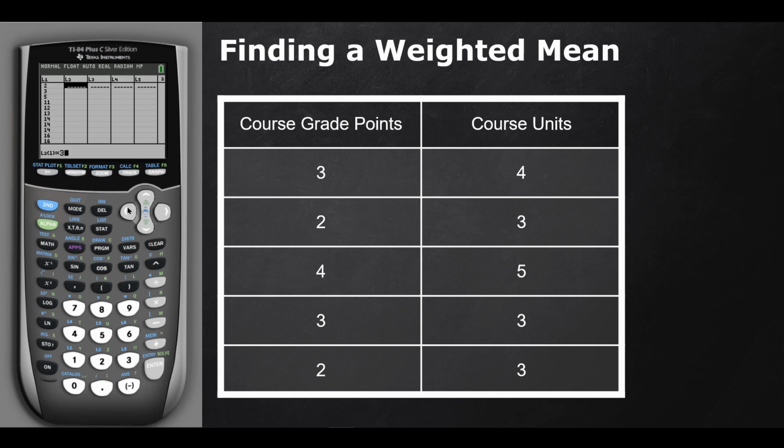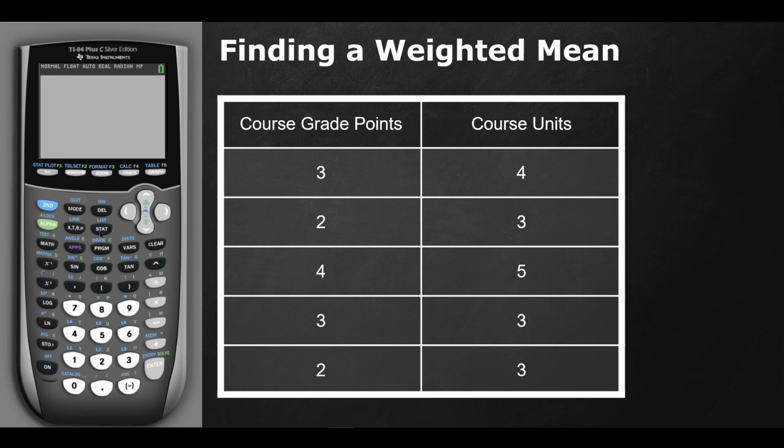So we got a 3, got a 2, 4, 3, 2. Nice. Double check. Okay. Now the units. It's a 4, 3, 5, 3, 3. Bam. Nice. Now to find the weighted mean, it's the exact same process as finding a mean from a frequency table.